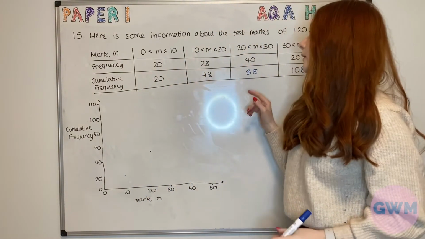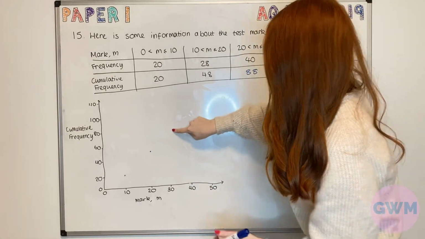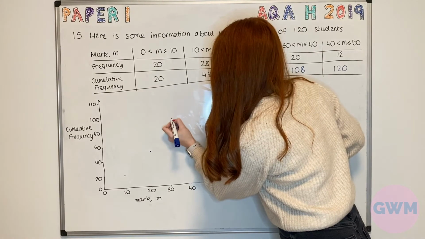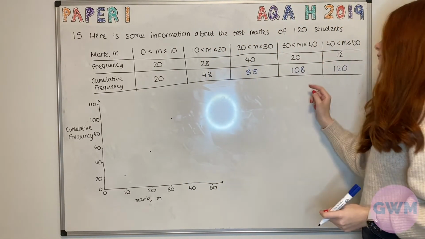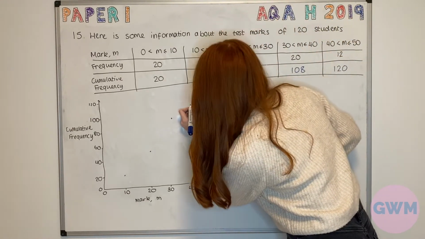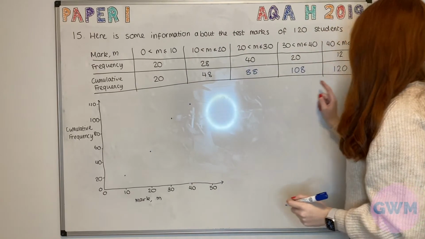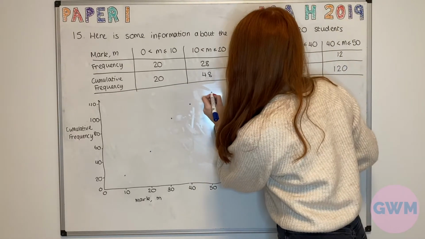Less than 30 is 88, so we find 30, we go up to 88, which is probably around there. We go less than 40, there's 108, up to what is approximately 108. And less than 50, there's a whole lot, which is 120.